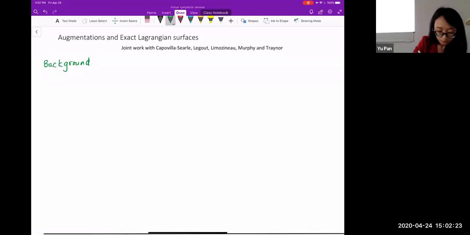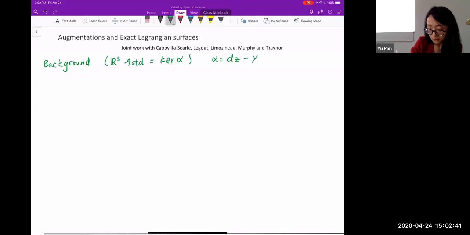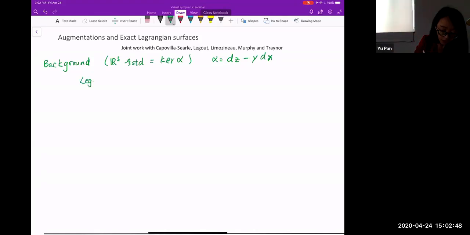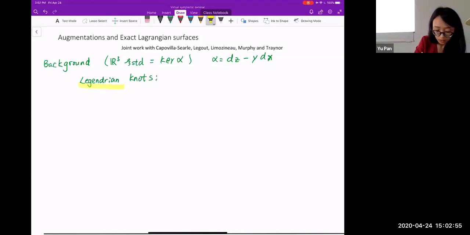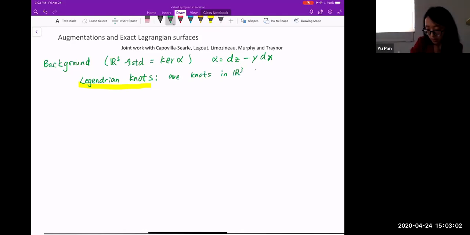Yes, in this talk, we focus on R3 with the standard contact structure, which is a two-plane field given by the kernel of the one form dz minus y dx. The main objects we care about here are Legendrian knots. Well, as you all know, these are just knots in R3 that are tangent to the contact plane field everywhere.